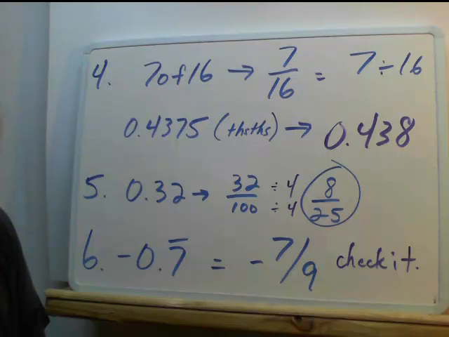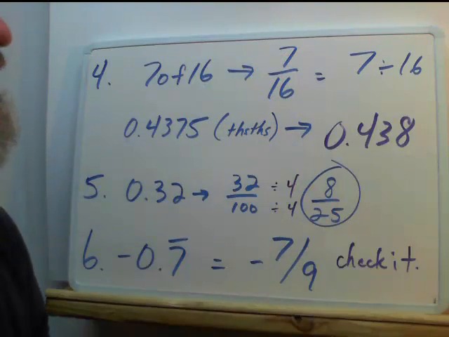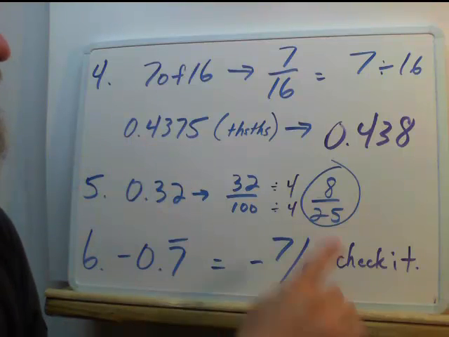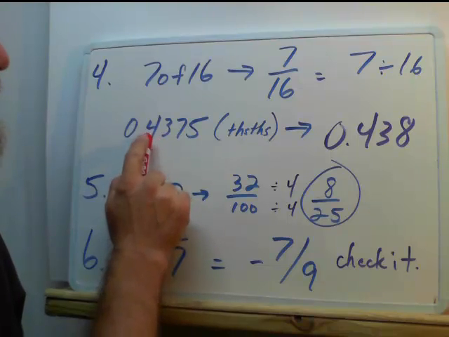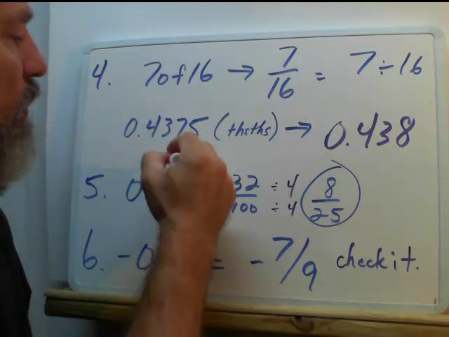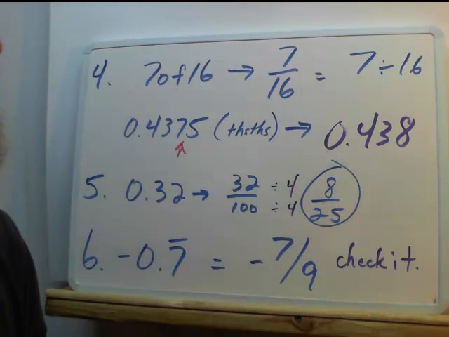Number 4, we have 7 of 16, so that would be 7/16 in the calculator. That's 7 divided by 16. We get 0.4375. They want this to the ten-thousandths, so this would be the tens, hundreds, thousandths place would be right here. So we round up because of the 5, and our final answer is 438 one-thousandths.